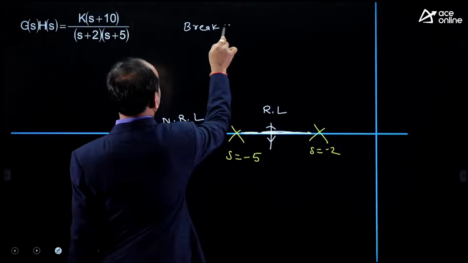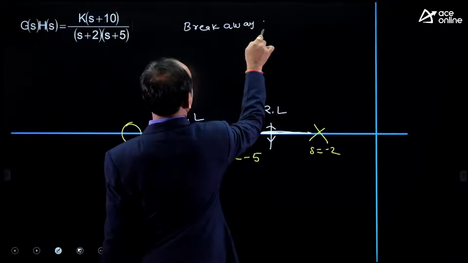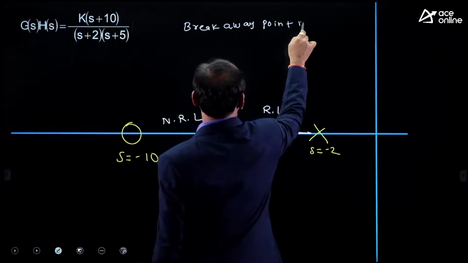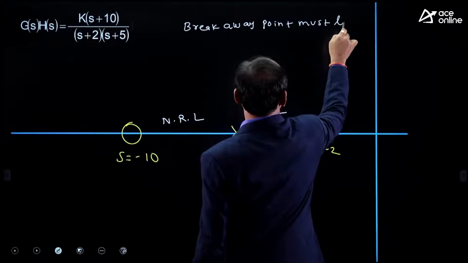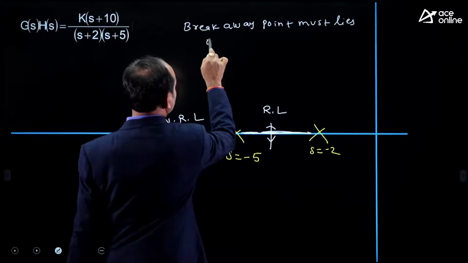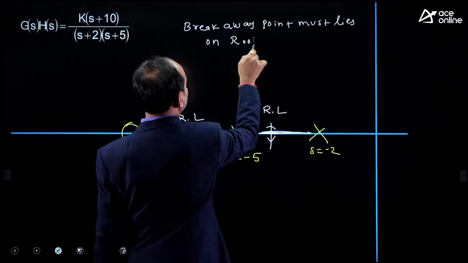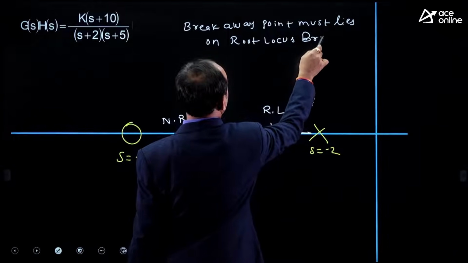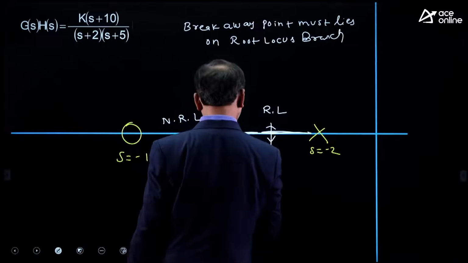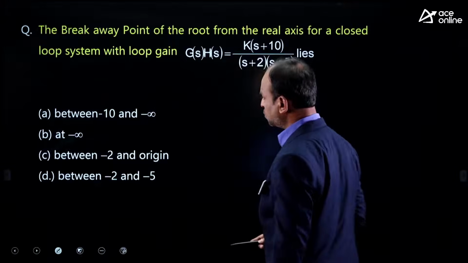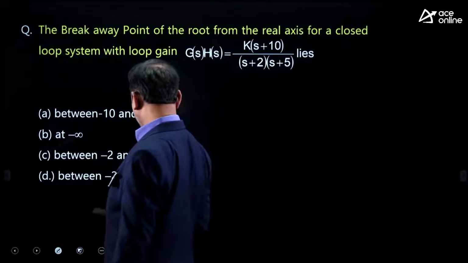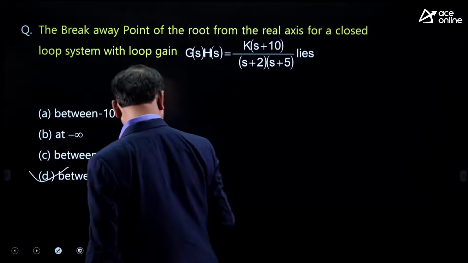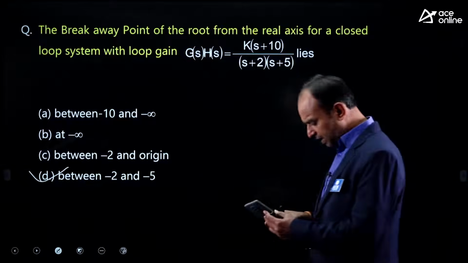The break point, the breakaway point, must lie on the root locus branch, on the root locus branch only. Based upon this concept, it is obviously between -2 and -5. So no doubt, option D is the correct answer here.